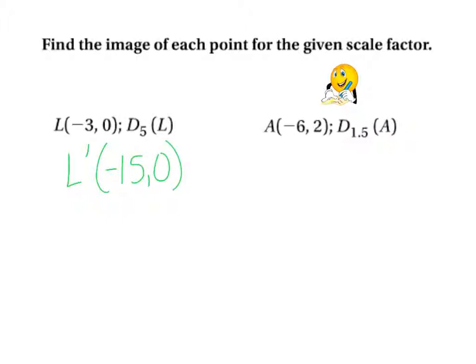Point A, looks like I'm trying to dilate it 1.5. So my A prime, I would take -6 times 1.5. Ends up being -9. Take 2 times 1.5. Ends up being 3. And so maybe you're just doing 1 point, maybe you're doing a whole figure. The idea is the same. Dilations hopefully are going to be easier for us than some of the other ones we've had to do. All right, good luck.